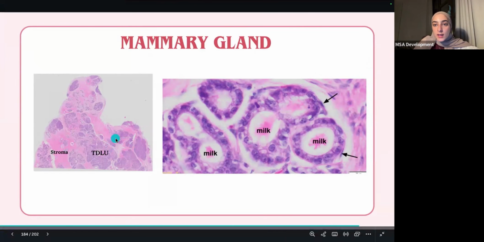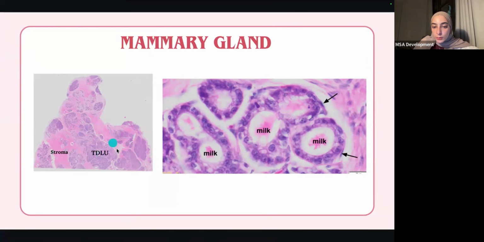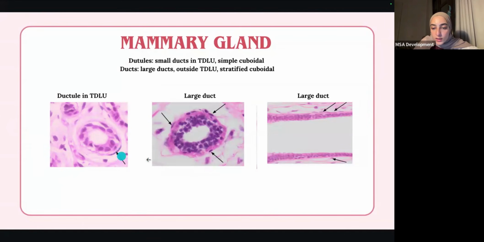What did we say this is? This is a lactating breast, and in the lactating breast, the TDLUs are more prominent. You have a lot of TDLUs compared to the stroma. And when you zoom into the TDLUs, you can see here, they're ductules. Look, they're simple cells. And I forgot to mention something here, but do you see these arrows? They're pointing at something called myoepithelial cells. They're just muscle cells, and they're the ones that help eject the milk.